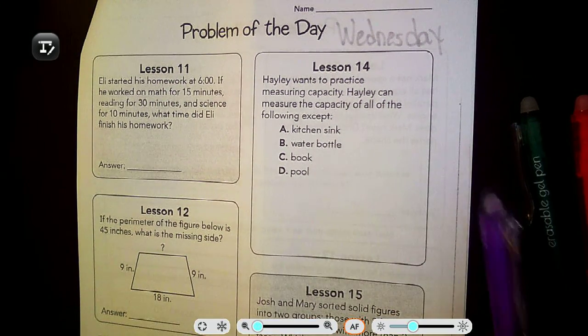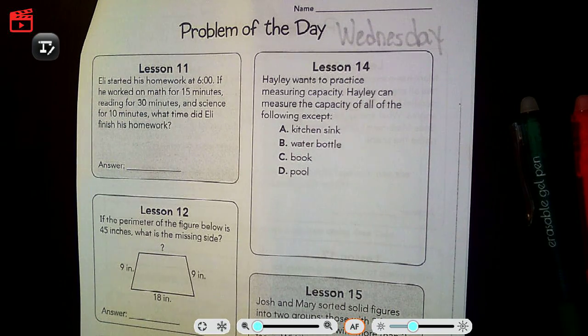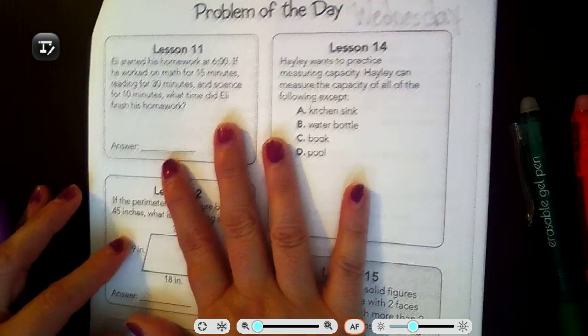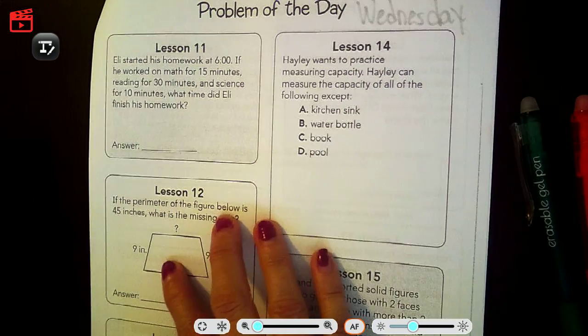All right guys, we are going to take a look at these math worksheets that were for today. Hopefully everybody had a chance to look at them and do them, but we're going to talk about them together now. This is the first recording of two that I'll be making and posting today. So let's look. We have problem of the day for Wednesday, and it is indeed Wednesday.